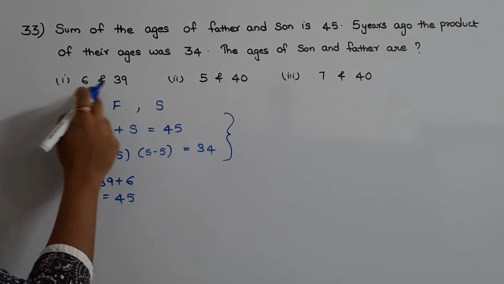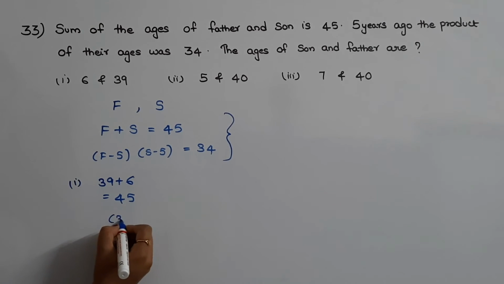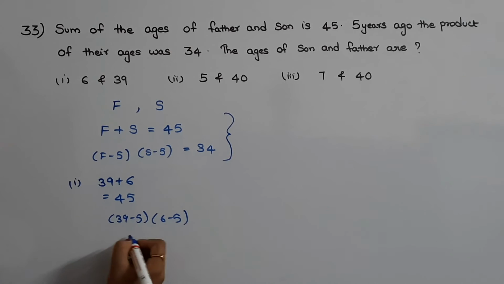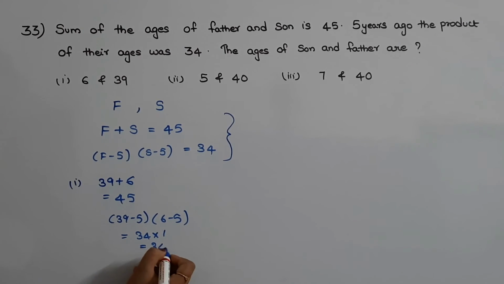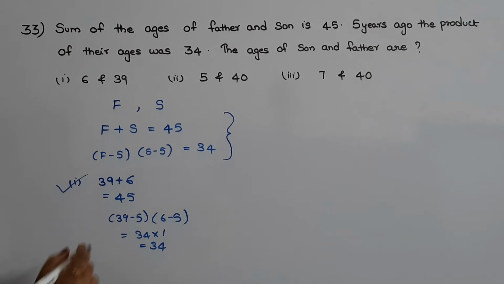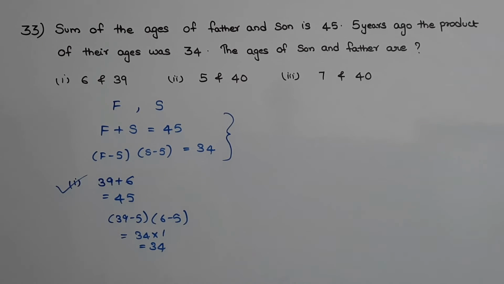Now substitute these both values in the second equation. Then we will get 39 minus 5 into 6 minus 5, that is equal to 34 into 1, that is equal to 34. So here also LHS is equal to RHS, hence first option will be the right answer. So in this method we can find out the ages of son and father easily.